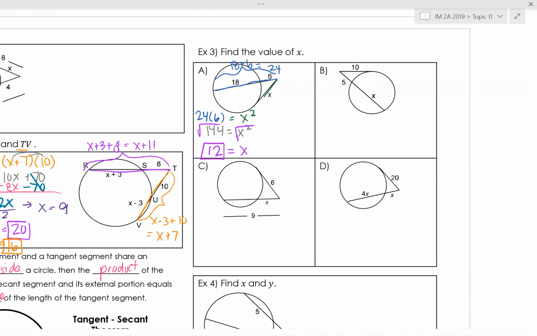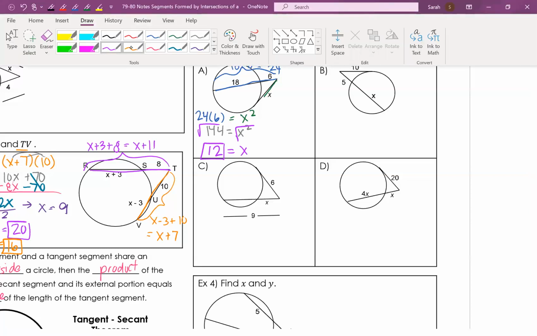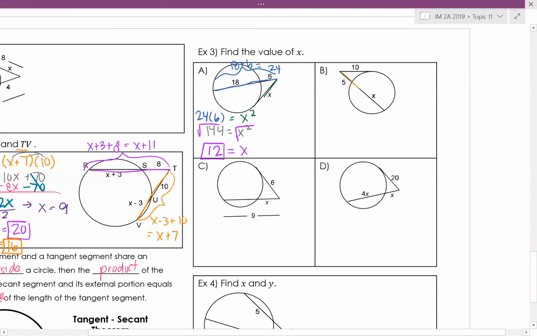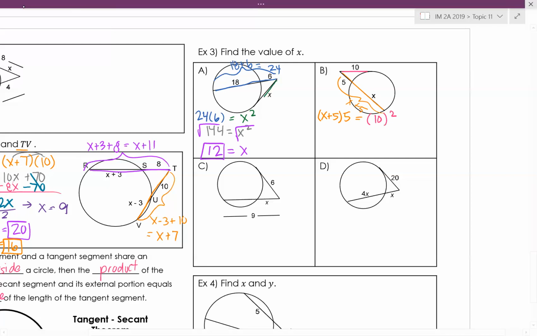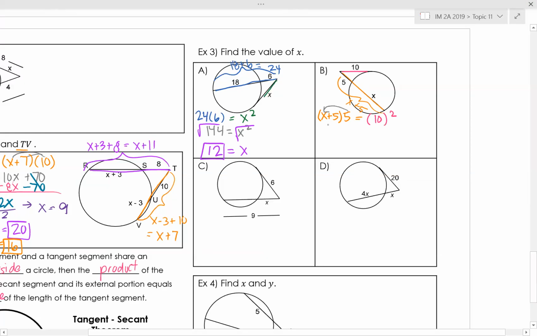Okay, so then for B, we are looking at our secant first. So our secant is this line, which means that I'm just adding x plus 5 to find the whole. So the whole line is x plus 5 times the outside is 5. And that's equal to the tangent line squared. So 10 squared. If I distribute the 5, I get 5x plus 25 is equal to 10 squared is 100.